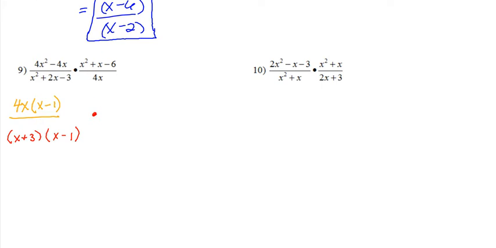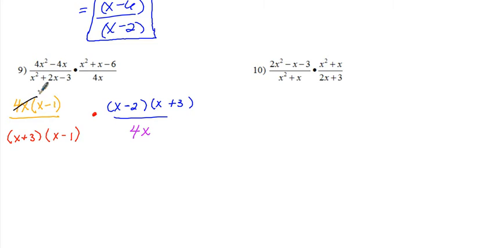Alright, let's continue our factoring work. Let's do the top right. What multiplies to -6 and adds to +1? Hopefully you came up with a 3 and a 2, and the 3 has to be positive and the 2 negative. And then on the bottom here, this 4x really doesn't have any work to be done. It can't be factored. Now my favorite part, let's cancel.